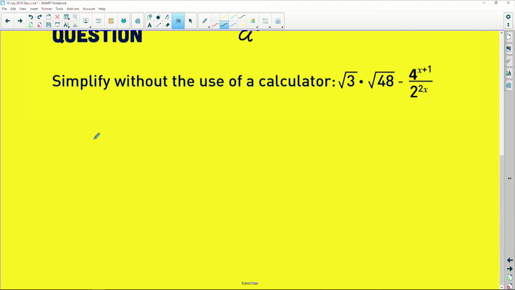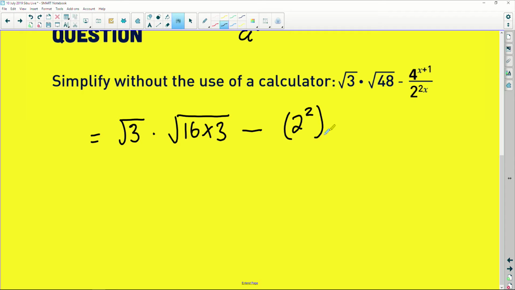Right, so I'm going to simply say the square root of 3 is the square root of 3. There's not much I can do on that. However, the square root of 48 can be written as the square root of 16 multiplied by 3, because 16 times 3 equals 48, minus. Now 4 can be written as 2 squared, change it to prime base, and then we've got x plus 1 outside, divided by 2 to the power of 2x, right?